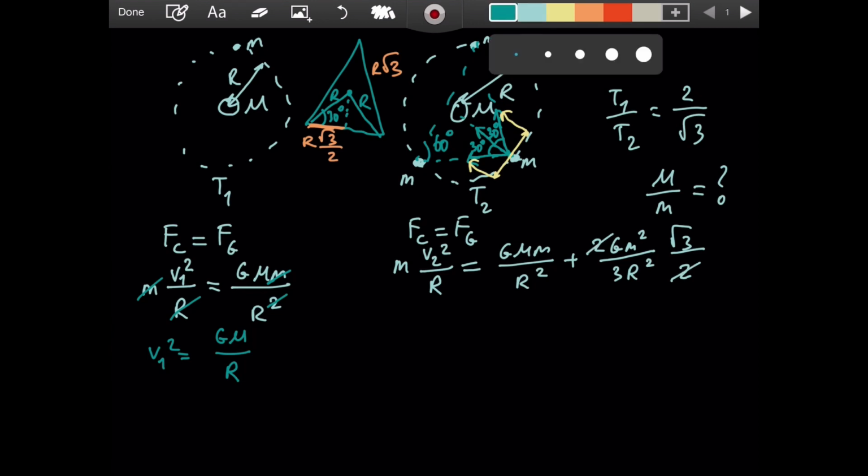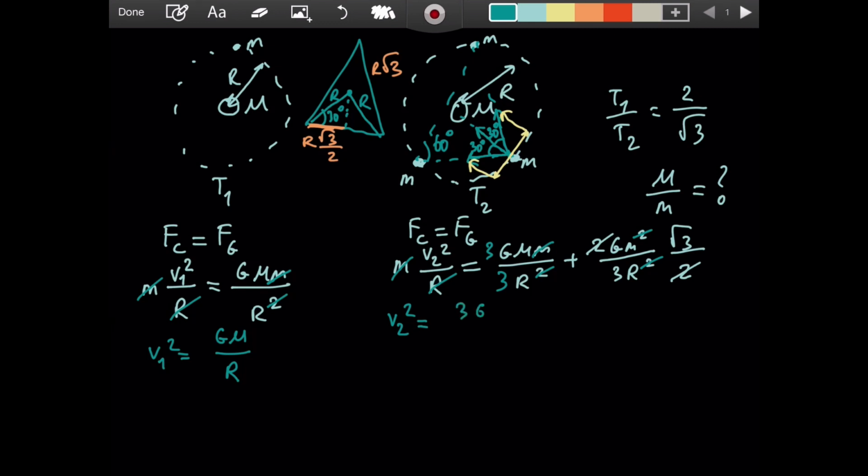Furthermore, we see familiar cancellations. M drops, cool. R's simplify a little. Alright, now if I were to combine the denominators, I put a 3 here and a 3 here. So I see that V2 squared, let me write it with this color, equals 3gm plus m square root of 3 over 3 capital R.